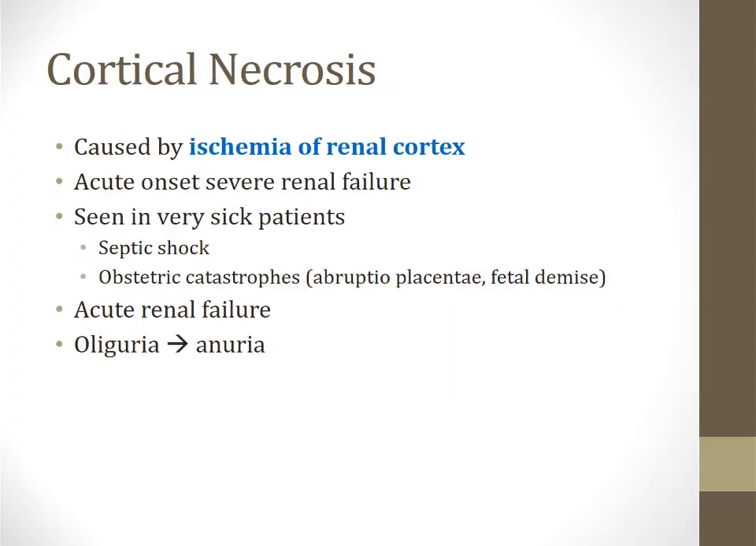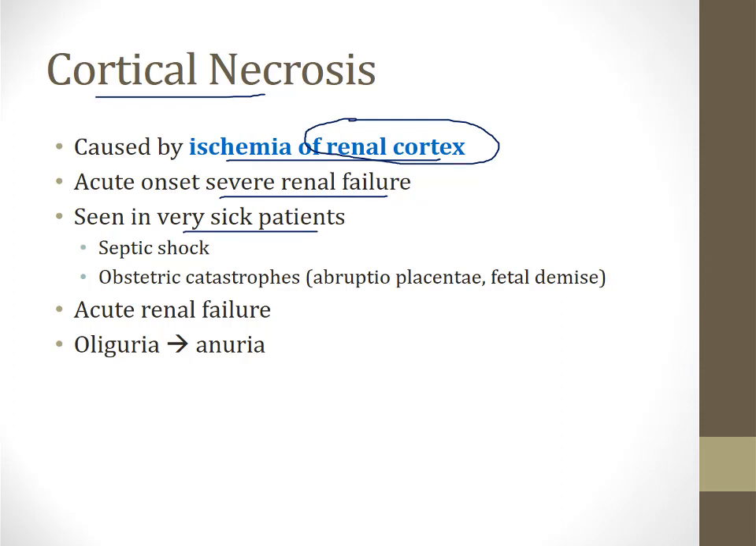I'll finish with this slide and discuss cortical necrosis. This is caused by ischemia of the renal cortex, and it presents as the acute onset of severe renal failure. Remember, in the renal cortex is where you find the glomeruli, so if they are damaged, you will not filter any blood and you will not make any urine, and that will lead to severe renal failure. This is only seen among very sick patients.